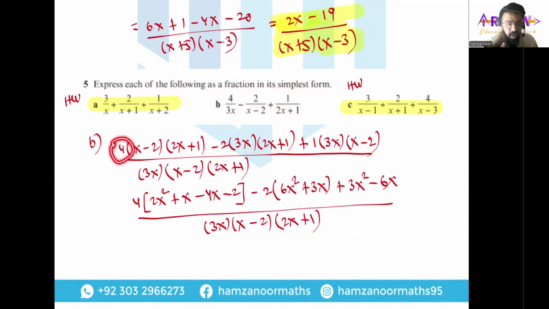So 4 is already common outside. First I expanded x minus 2 multiplied by 2x plus 1, so 2x square plus x minus 4x minus 2. Then we have minus 2 as common outside, and 3x multiplied by 2x plus 1 is 6x square plus 3x. Then 1 is multiplied by 3x multiplied by x minus 2, so 3x square minus 6x. And this is completely divided by 3x multiplied by x minus 2 multiplied by 2x plus 1. I hope you have copied this much working.